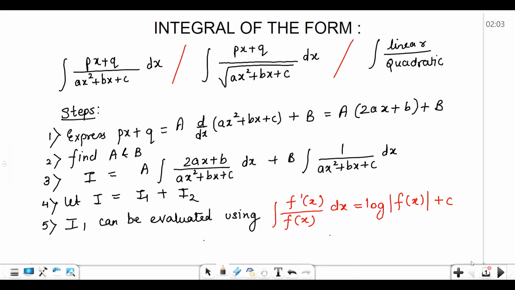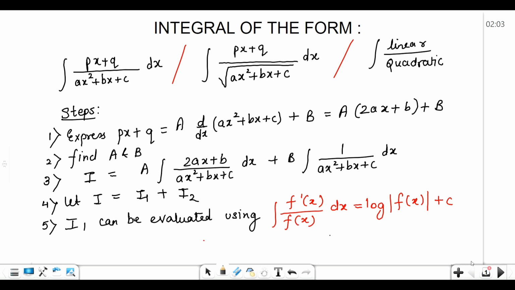Today we are going to study these three forms of the integral. First is (px + q) upon (ax² + bx + c). The second one is (px + q) upon the square root of (ax² + bx + c). So in these two forms, in the numerator we have the linear term and in the denominator we have the quadratic. Either you will get a quadratic or a square root of a quadratic.